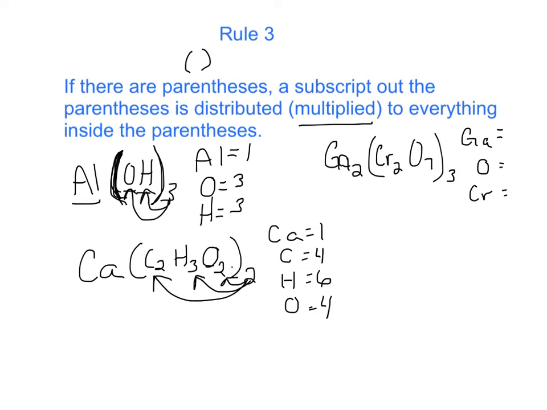So Ga in this case does have a subscript, so there's 2. The parentheses, it is not inside the parentheses, so this subscript doesn't have anything to do with the Ga. It does have to do with the Cr and the O, however. So 2 times 3, we're multiplying, is 6, so there's 6 Crs, and then 3 times 7 is 21, so there's 21 oxygens.